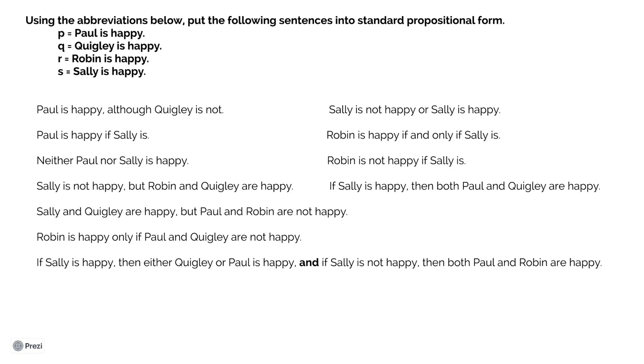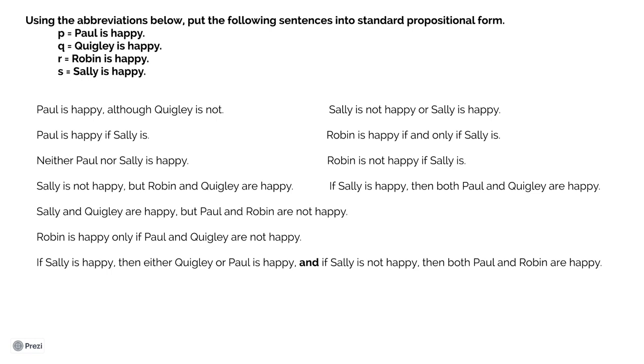Now just in case you're wondering, you would not write negation sign and then parenthesis P and R to represent it's not the case that Paul and Robin are happy, because this would only mean it's not the case that they are, as a set, together happy, meaning that it could be the case that one is happy and not the other, but it cannot be the case that they're both happy. But that's not quite what this is saying. This is saying that Robin and Paul are not happy. It's just trying to convey that Paul is not happy and also Robin is not happy.